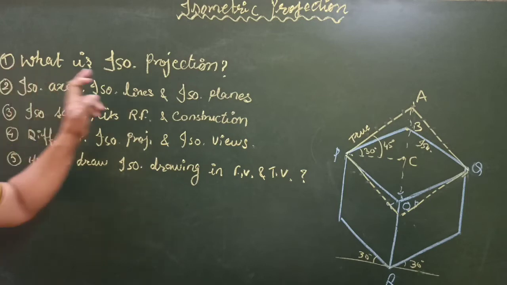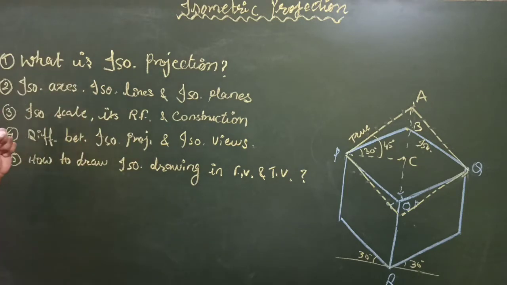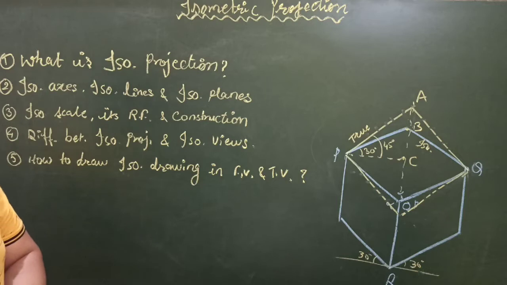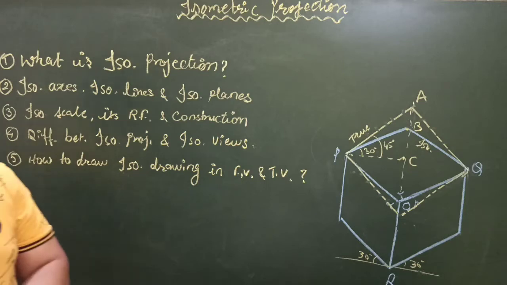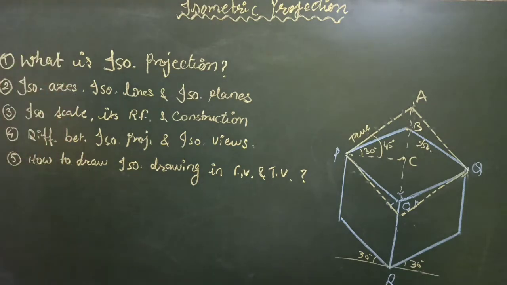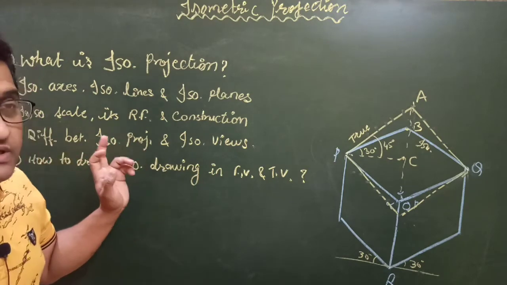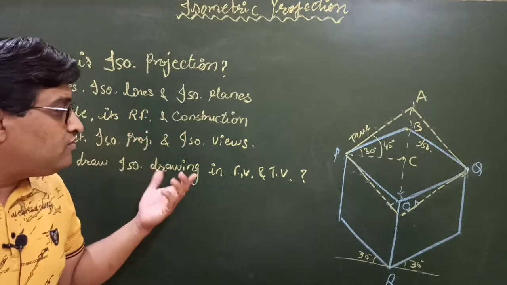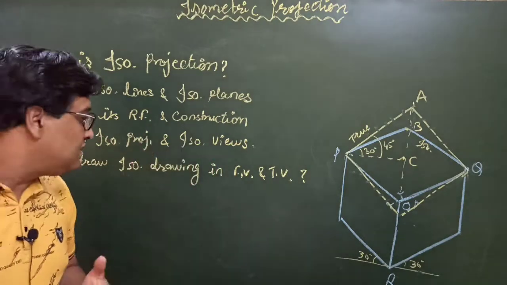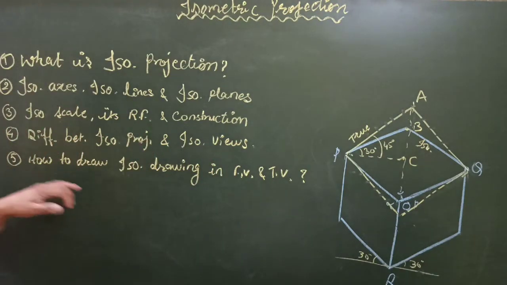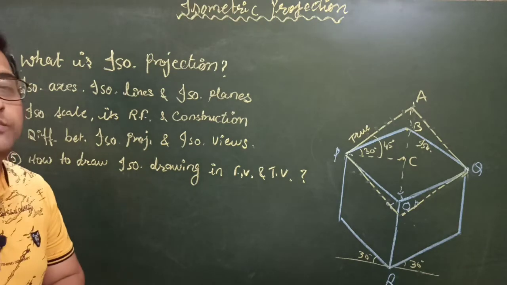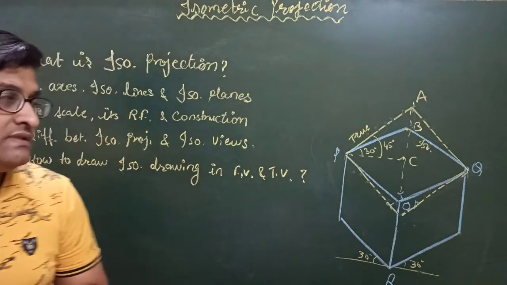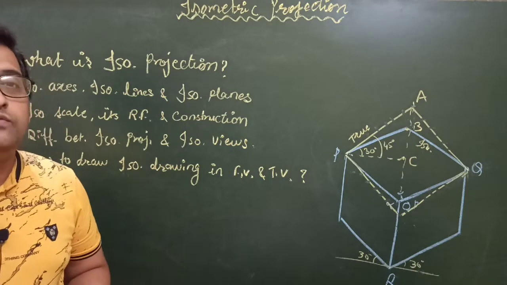First point is what is isometric projection. Then we will be discussing isometric axis, isometric lines and isometric planes. Then we will be talking about isometric scale, its RF and its construction. Then we will differentiate between isometric projection and isometric view, a very well known confusing question to the students which we will give answer in this video. And then how to draw isometric projection of simple objects, we will talk about that also.